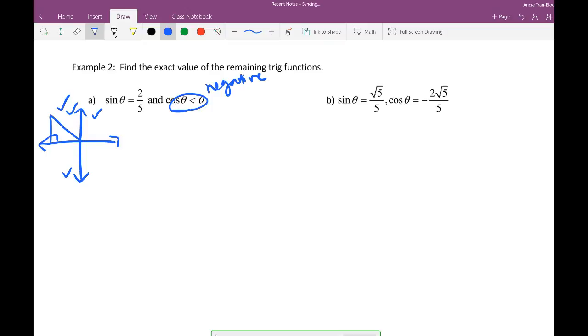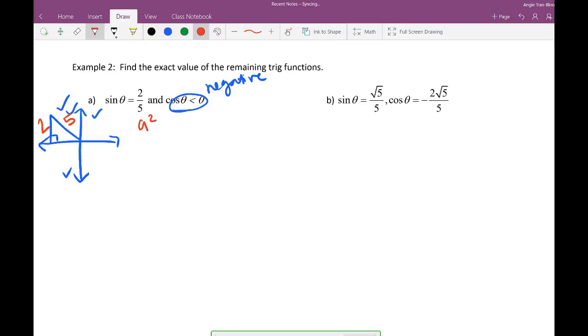Do we know the measurements? You know 2 of them. We know 2 of them, you're right. Where do we put 2? The number 2. Opposite, adjacent, or hypotenuse? Opposite. Okay. Where do we put the number 5? Hypotenuse. Is it possible to find that adjacent leg?